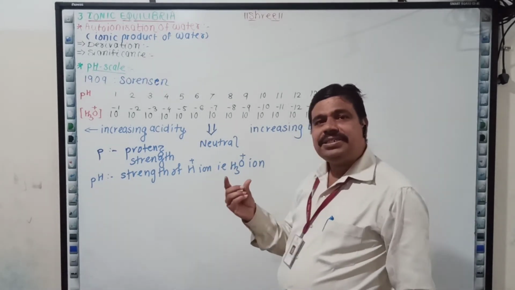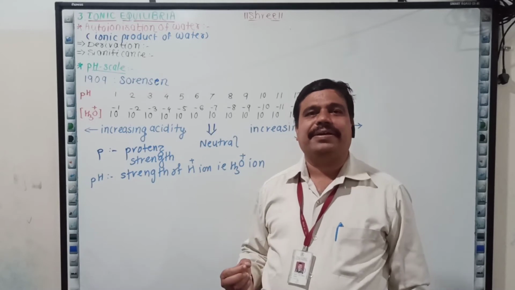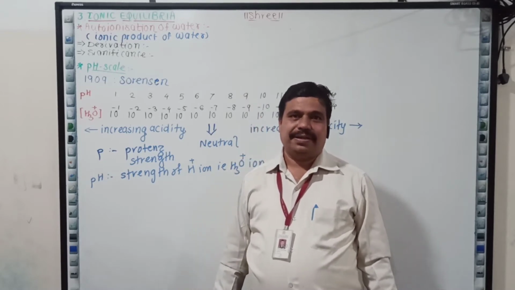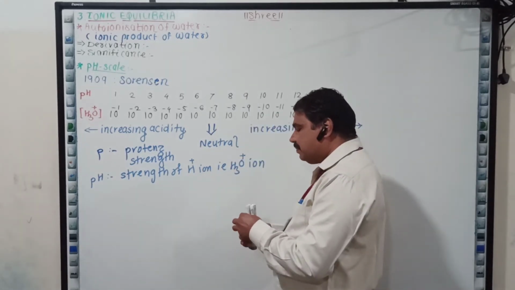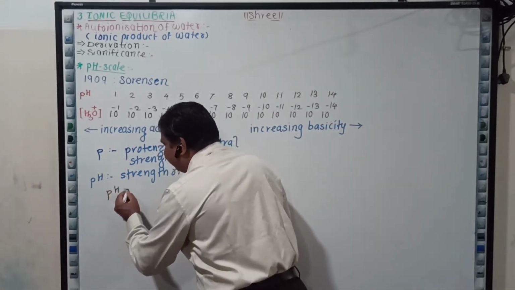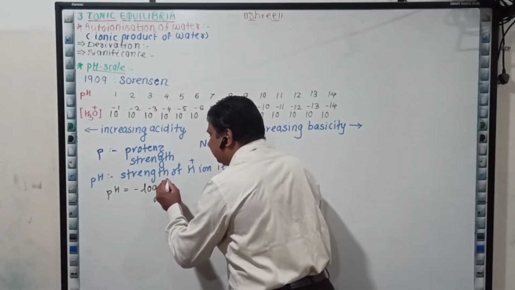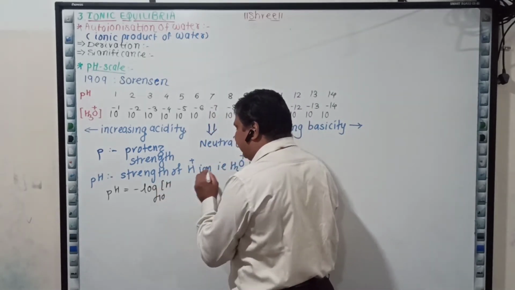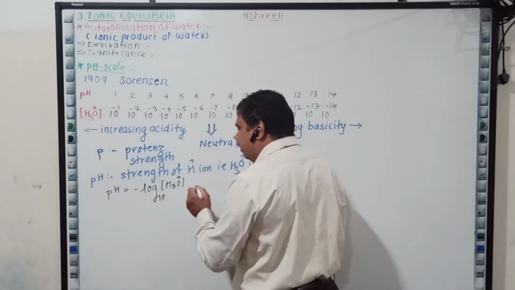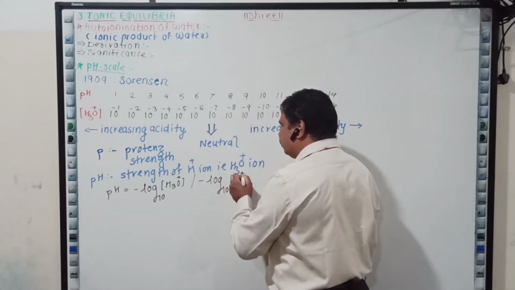Actually, pH scale is very simplified scale to decide the nature of aqueous solution of given substance. Actually, the mathematical expression for pH is equal to minus logarithm to base 10 molar concentration of H3O plus. Here we consider actually H3O plus or H plus. H3O plus असं लिहा किंवा तुम्ही असे लिहू शकता logarithm to base 10 H plus ion concentration असं लिहू शकता.